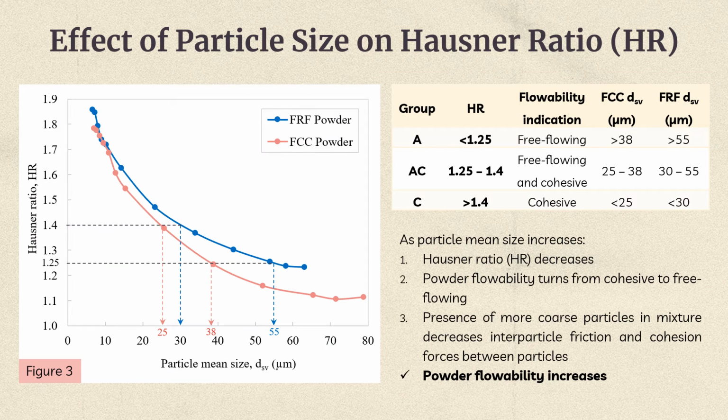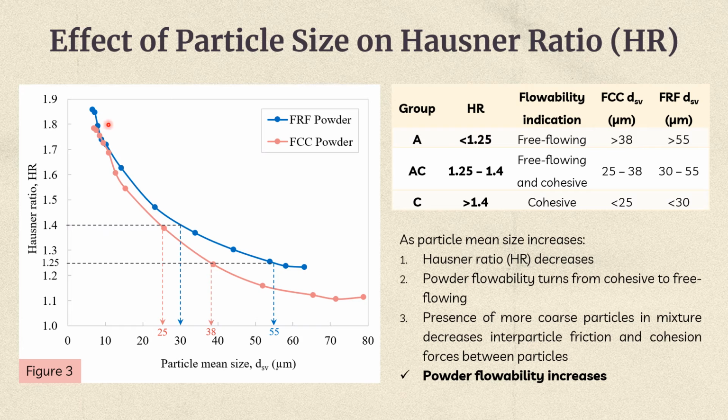To investigate the effect of particle size on powder flowability, the graph of Hausner ratio HR against particle mean size is presented in Figure 3. HR of FCC and FRF powders do not differ significantly from each other. Based on Geldart's classification, powders are categorized into Group A, B, and C with respective HR range and flowability indication. Taking FCC powder for explanation, it is observed from Figure 3 that particle mean size smaller than 25 is cohesive, greater than 38 is free-flowing, between 25 and 38 exhibits both cohesive and free-flowing behavior.